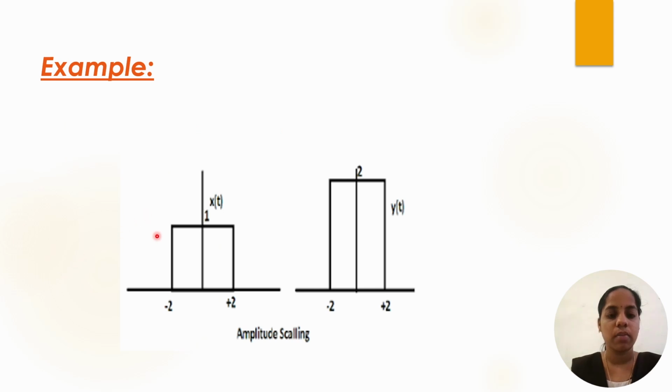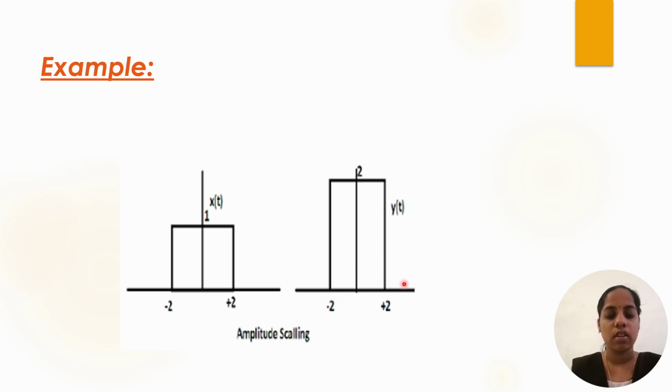This is an example of amplitude scaling. This is the amplitude and this is the time period. Here the time period is -2 to +2 and the amplitude is 1.